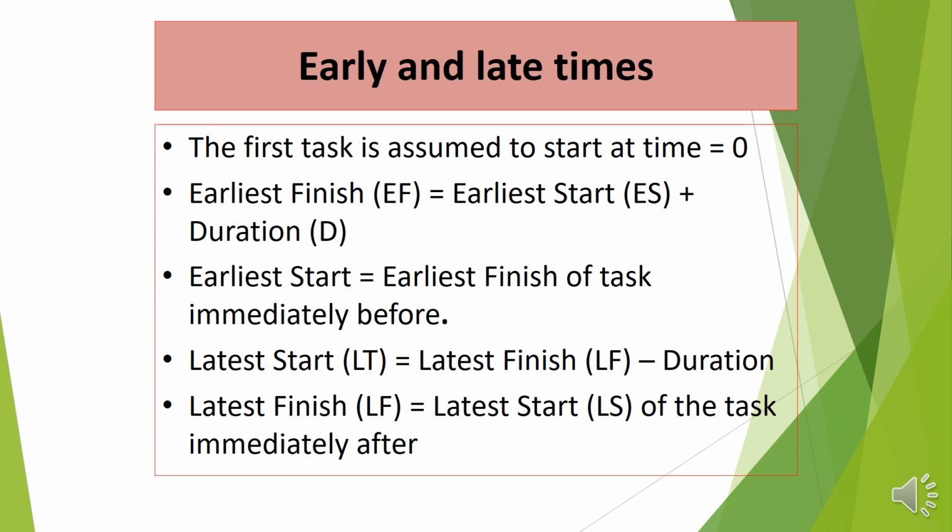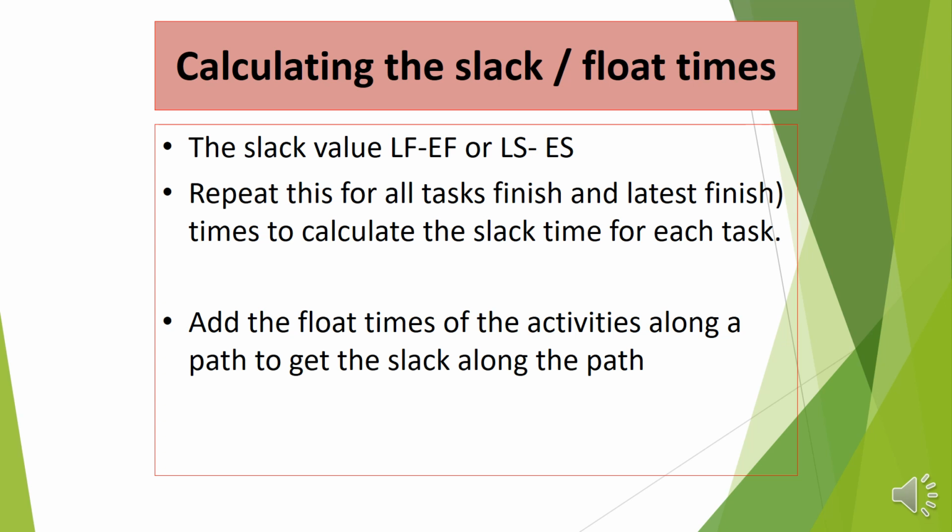However, latest finish equals latest start of the task immediately after. The slack value equals latest finish minus earliest finish, or latest start minus earliest start. You do this for all the tasks, and then you can show the slack time for each activity. Add the float time of the activities along the path to get the slack along that path.